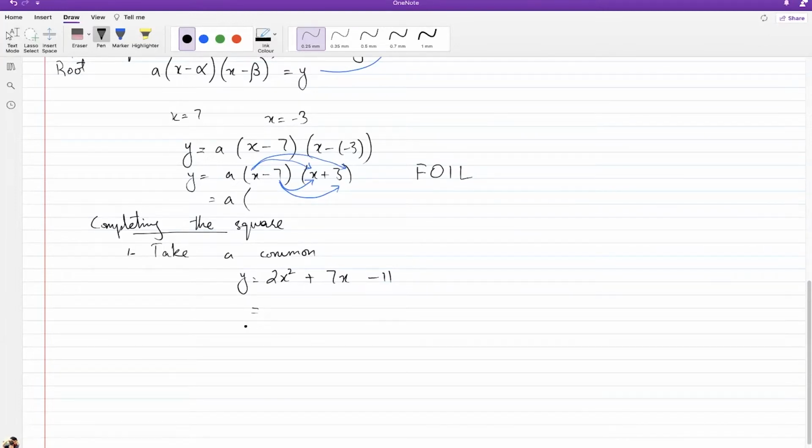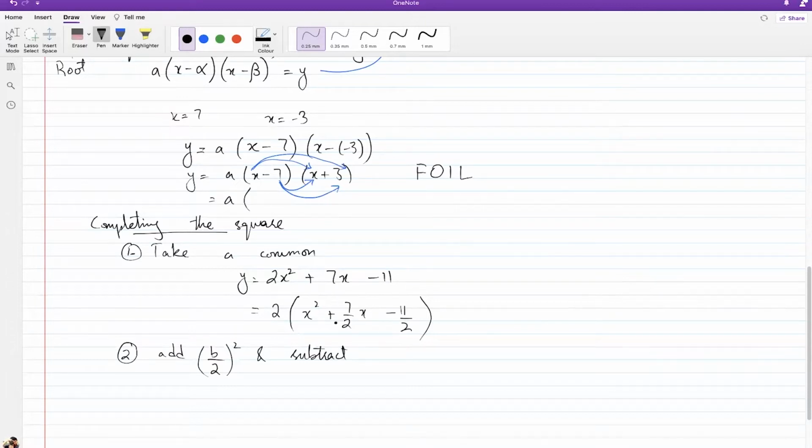Now what is taking a common? When you take any number as a common, you're basically dividing everything inside by that. So 2x squared over 2 becomes x squared, 7 over 2, and -11 over 2. Usually we don't write this and simply write the factors that we multiply to give us that, so we get direct answers. Okay, that's the first step. Second step. So the first step is take a common. Second step is add (b over 2) squared and subtract it. Here we have b.